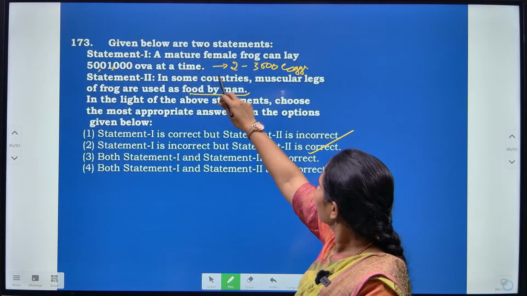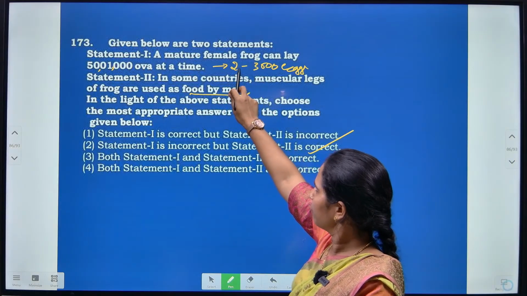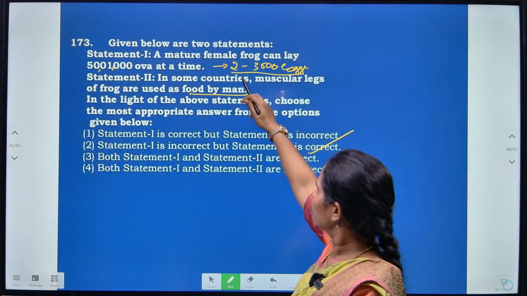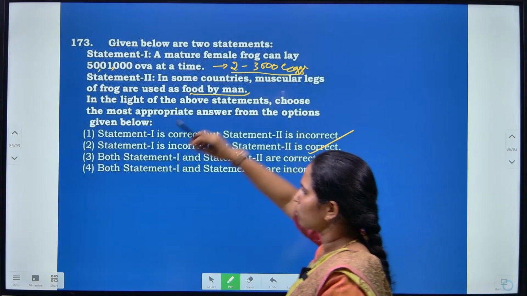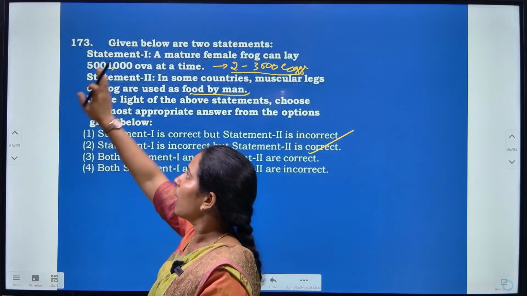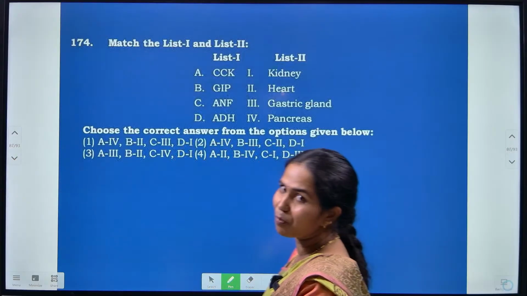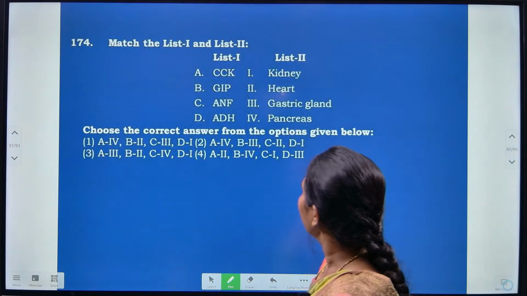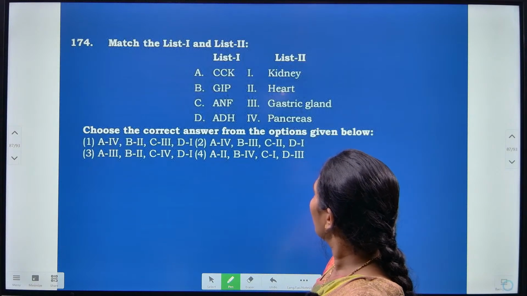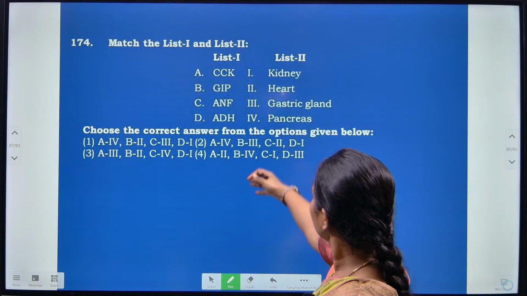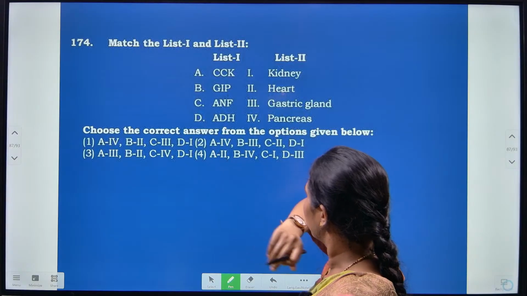So how many eggs can a female frog lay? It is hardly 2000 to 3000 eggs. It is not in lakhs here. I am not that good at mathematics, so you just check the number which I have told you, right. Now match the list, so these are the enzymes here and where they are going to act.